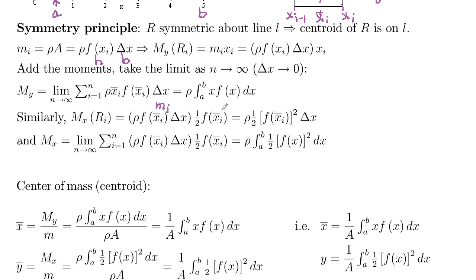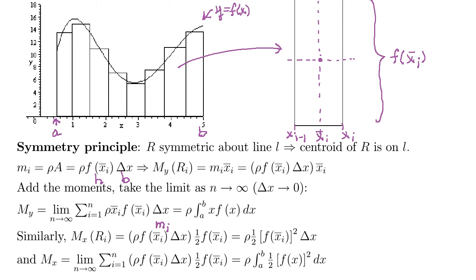And then here, this is y bar. That's the y coordinate of the centroid here. This is f of xi bar, and this distance is 1/2 f of xi bar. So since that's the balance point, it's just like saying that all the mass of the rectangle is at that balance point. So this is mass times the y coordinate. So we're summing up mass times y coordinate.